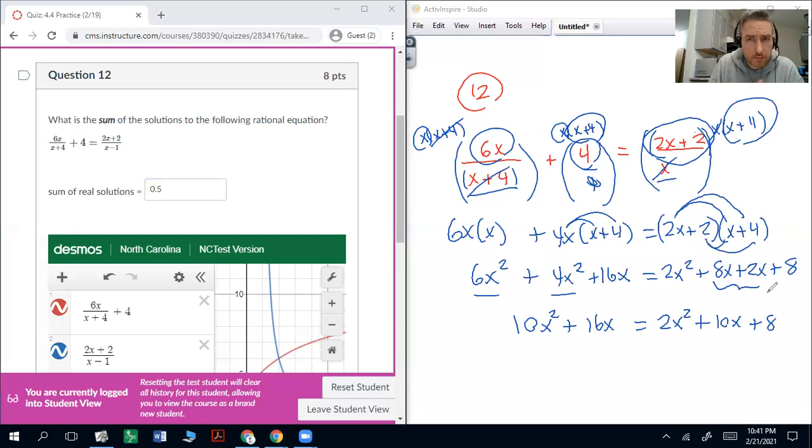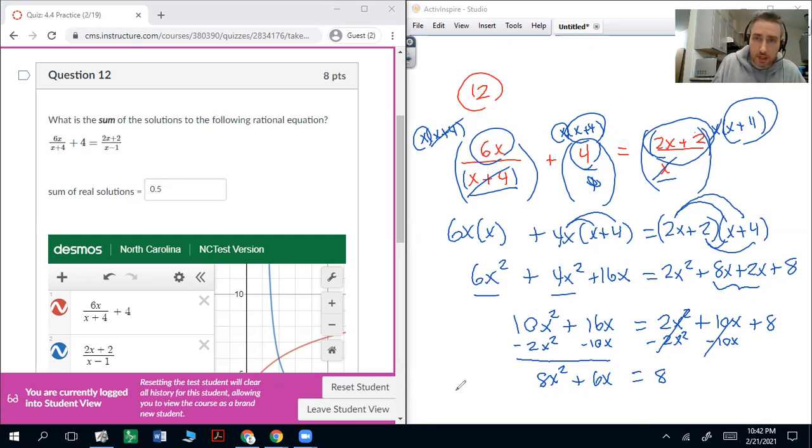That should be right. That's a big number for x squared. I'm just making sure that's right. 4x, x plus 4. All right, well, that's what I got. So we got 10x squared. I'm going to subtract the 2x squared from both sides, and I'm going to subtract the 10x. And let's see what I got. So I have 8x squared plus 6x equals 8. And then I have to subtract the 8 from both sides. So I have 8x squared plus 6x minus 8 equals 0.